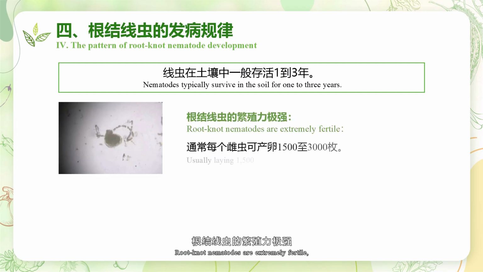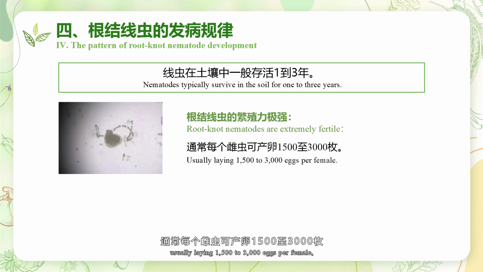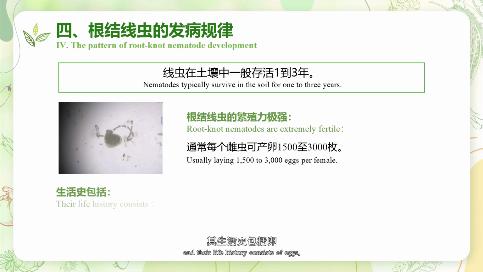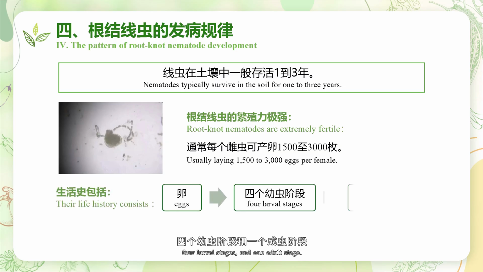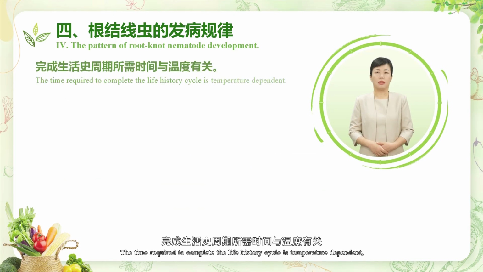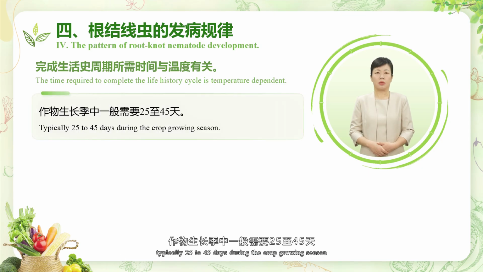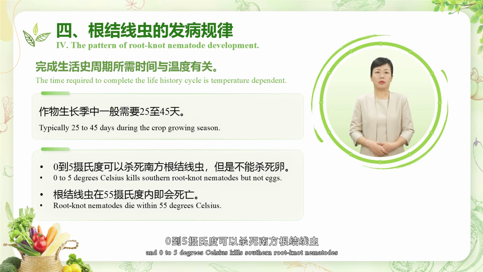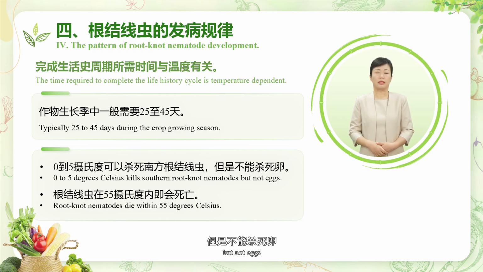Root knot nematodes are extremely fertile, usually laying 1,500 to 3,000 eggs per female, and their life history consists of eggs, 4 larval stages, and 1 adult stage. The time required to complete the life history cycle is temperature dependent, typically 25 to 45 days during the crop growing season. 0 to 5 degrees Celsius kills southern root knot nematode larvae but not eggs. Root knot nematodes die at 55 degrees Celsius.